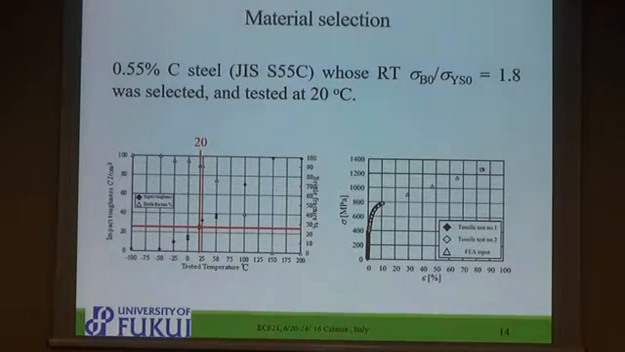Given that the room temperature tensile to yield stress ratio for European RPVs and Japanese RPVs is 1.3, 0.55% carbon steel, this S55C, which is known to have a stress ratio of 1.8, was selected for the examination and tested at 20 centigrade. The Charpy impact test results and true stress-strain curve are shown in these figures.